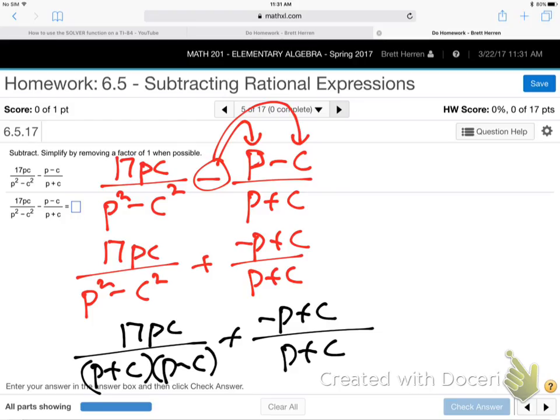Right, that p squared minus c squared, p plus c, p minus c. That's an FL, front times front, last times last. Oh, you factored it. Good? Right, how we always factor it, FL. Front times front, last times last. P times P is p squared, c times minus c is minus c squared.